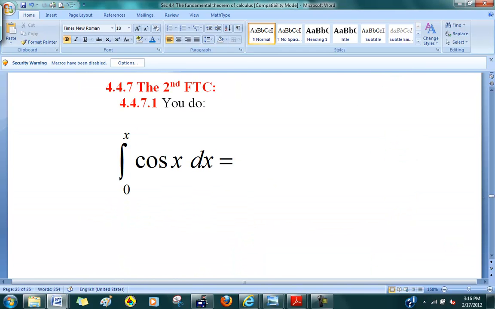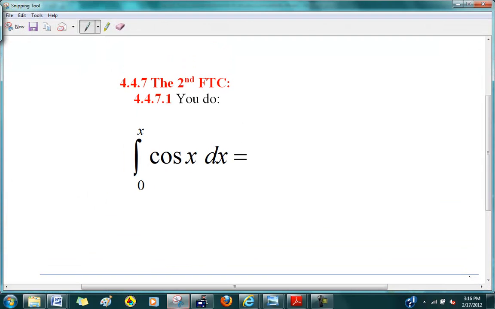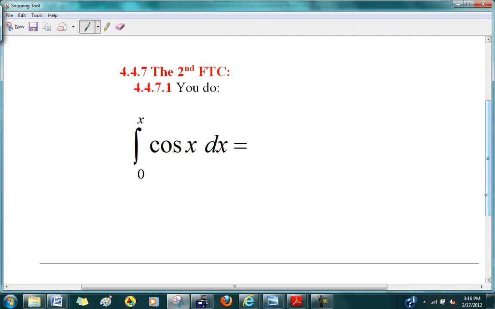So the second FTC, here we go. Well, let's do a simple exercise. Okay, so let's do this integration using the FTC. So you know the antiderivative of cosine is sine x. Okay, and you can plug in x for the upper limit and 0 for the bottom limit. So then this becomes sine x minus sine 0, which is equal to sine x.